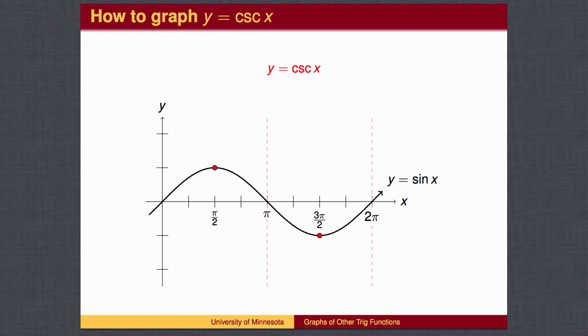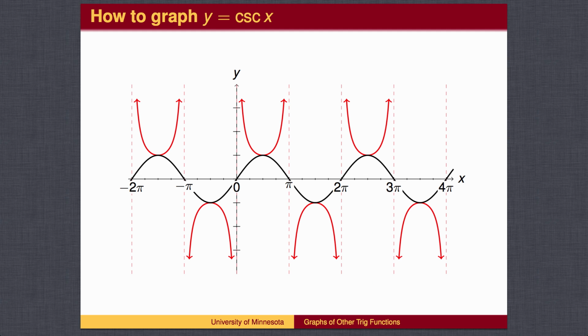At pi over 6, the sine is 1/2, so the cosecant is 2. The same is true at 5 pi over 6. The sine is negative 1/2 at 7 pi over 6 and 11 pi over 6, so the cosecant is negative 2 at those inputs. We can then sketch the cosecant graph from 0 to 2 pi. Since the sine graph repeats every 2 pi, so does the cosecant graph.